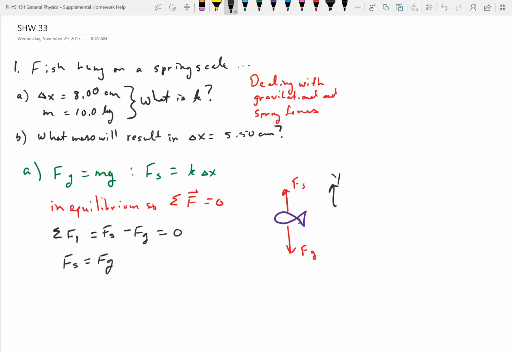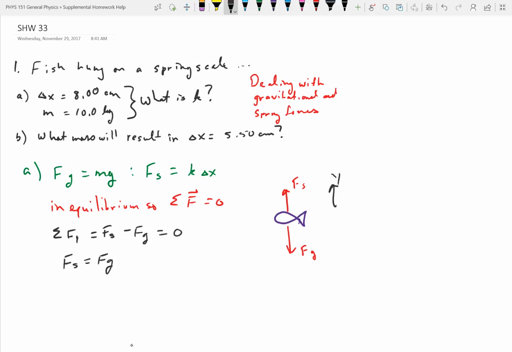Okay, so we're doing problem number 1 from SHW 33 that says we have a fish that's hung on a spring scale, and the fish has a mass of 10 kilograms and stretches the spring by 8 centimeters and asks us what the spring constant is. So we're dealing with two forces, gravitational force and spring force. So I drew a free body diagram.